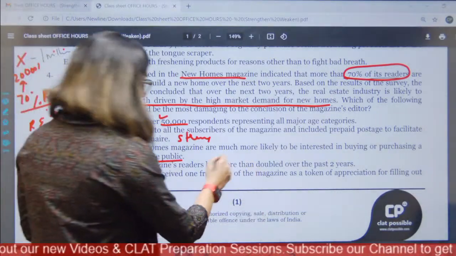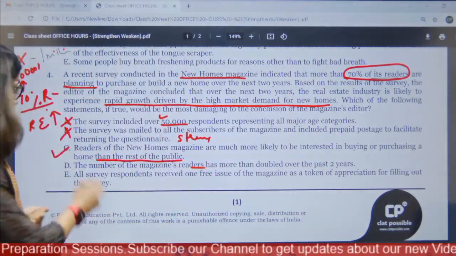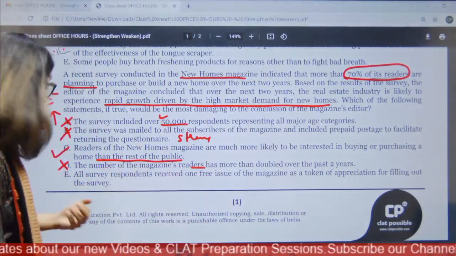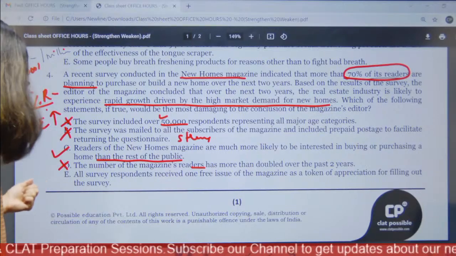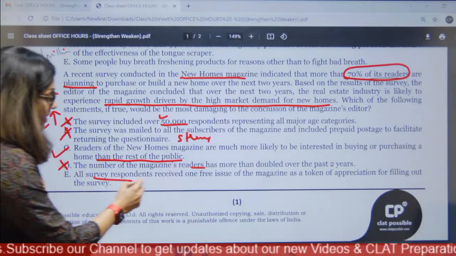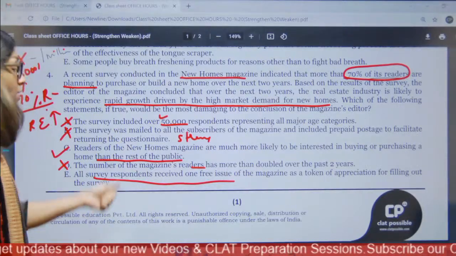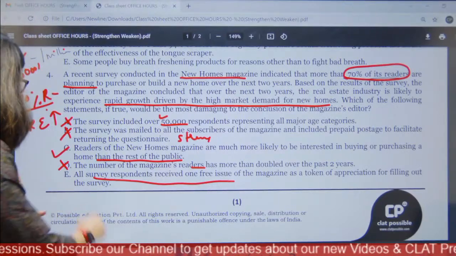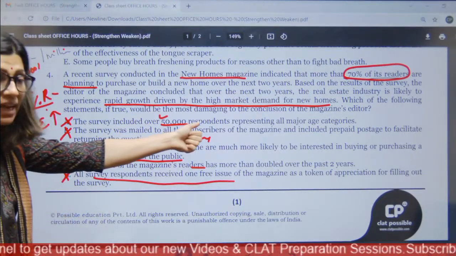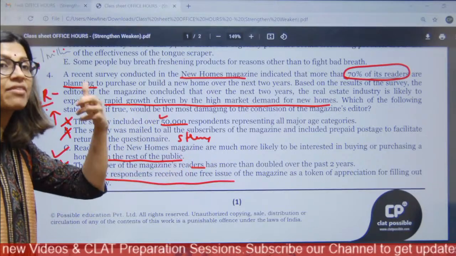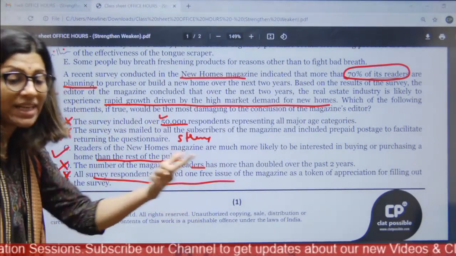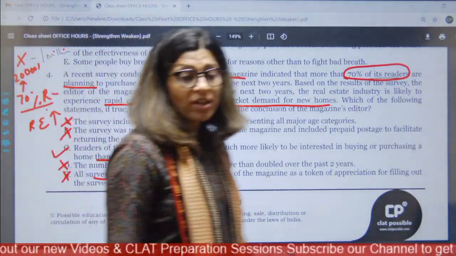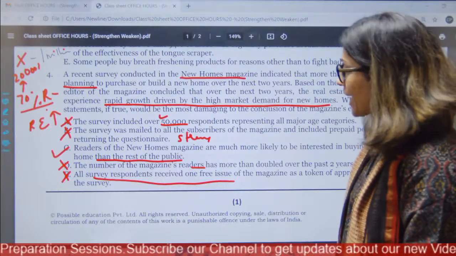D again, one could say is strengthening. If number of readers has increased, that means it is coming closer to the whole township. And E says all survey respondents received a free issue for filling out. Again shows a reason that they all filled out. Right? Irrelevant to weaken, but in a way strengthens because it shows that everyone filled it out. Readership has doubled. All these are strengthening. So these were the 4 questions for weaken.